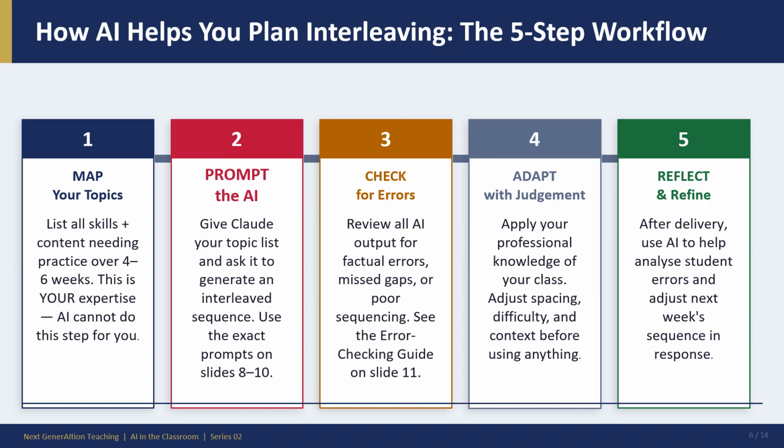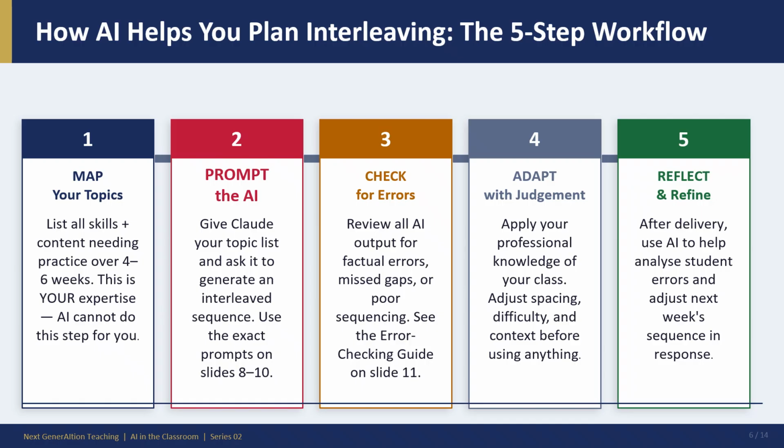Step 4 is adapt with your professional judgment. Even when the AI output is factually accurate, it will not be perfectly calibrated for your class. Adjust the spacing, the difficulty, the combinations. Trust what you know about the people in your room over what an algorithm has suggested.